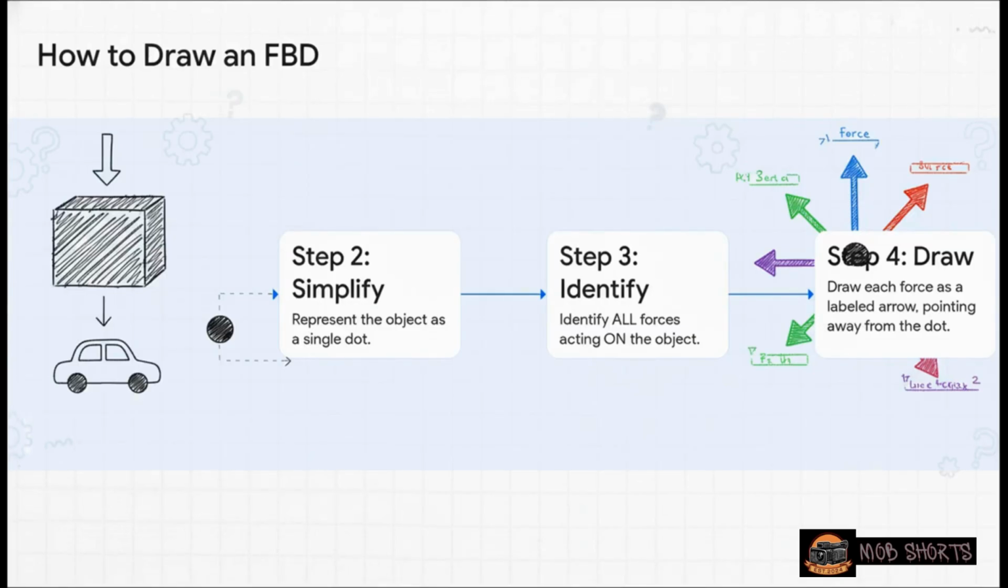And drawing one is a really simple but powerful process. You just isolate your object, then you simplify it down to a single dot, which represents its center of mass. Next, you systematically identify and draw every single force acting on that object. Each force gets an arrow, starting from the dot and pointing in the correct direction. And finally, you label every arrow so you know what's what.